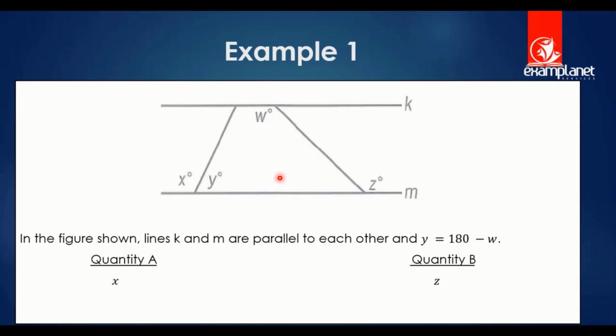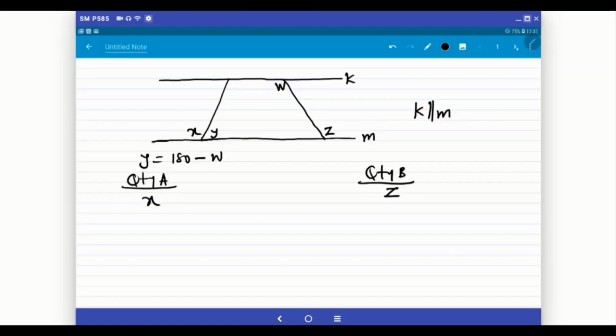Okay, so let's check the solution to this question here. As you can see, K is parallel to M according to the question. So that means we can now see this as a transversal.